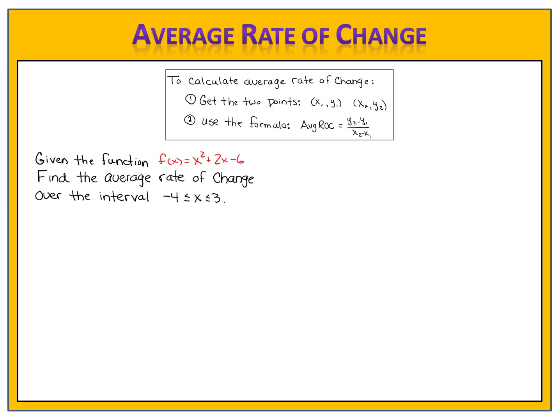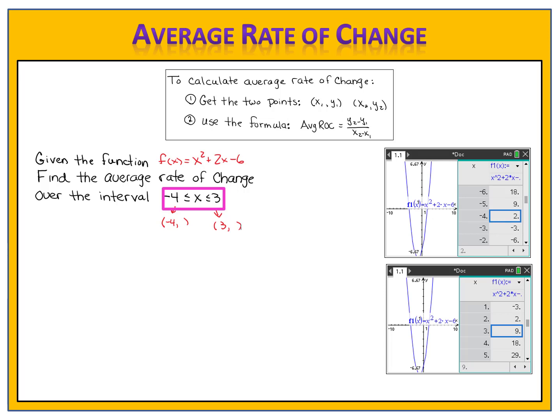Let's compare answers. We know that this interval is the ticket to finding the 2 points that we need to calculate average rate of change. Those are inputs or x values, so -4 will be the first x value and 3 will be the second x value. Now you have a couple of options. Option 1 is to go to your graphing calculator, enter the function into the graph, and pull up the input and output table. Notice when the input is -4, the output is 2. That would be our first point. When the input is 3, the output is 9. That would be our second point.